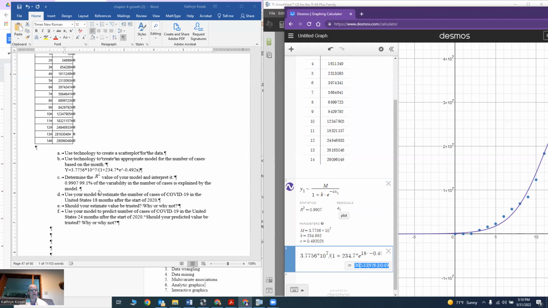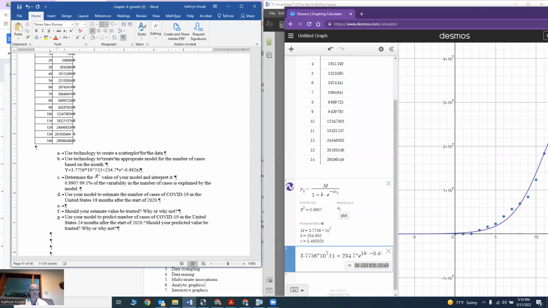So I now know in the year 18 months after the start of 2020, there were that many cases. And I probably would round that off because we can't have partial cases. So that's how many cases there are.